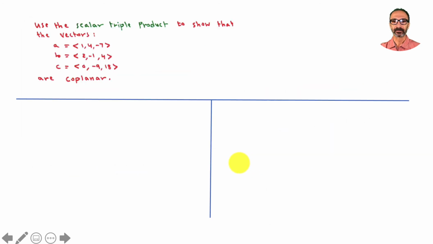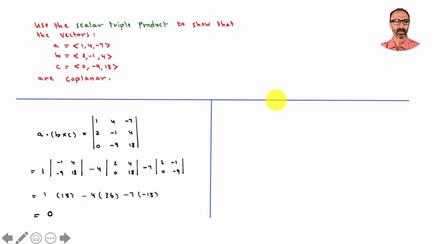All right. Use the scalar triple product, which is a scalar, just to emphasize, to show that these three vectors are coplanar. Coplanar means they live on the same plane. They don't go off in 3D. All right. As I said, quick and easy.